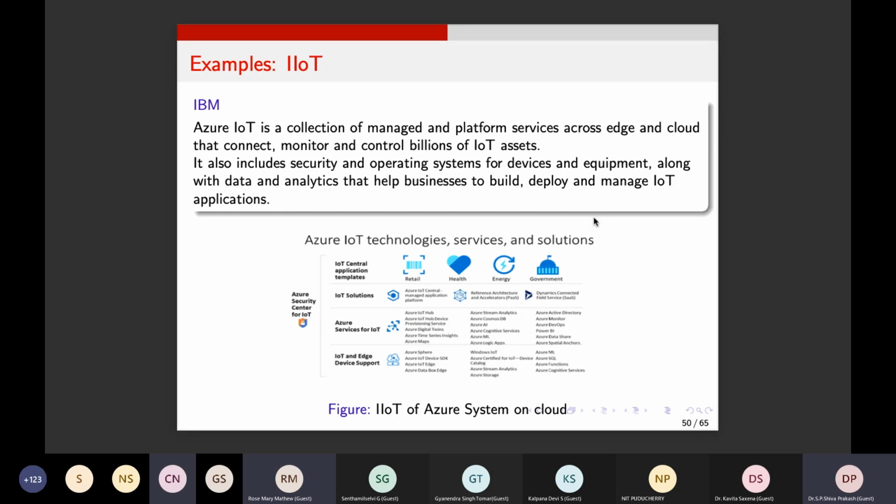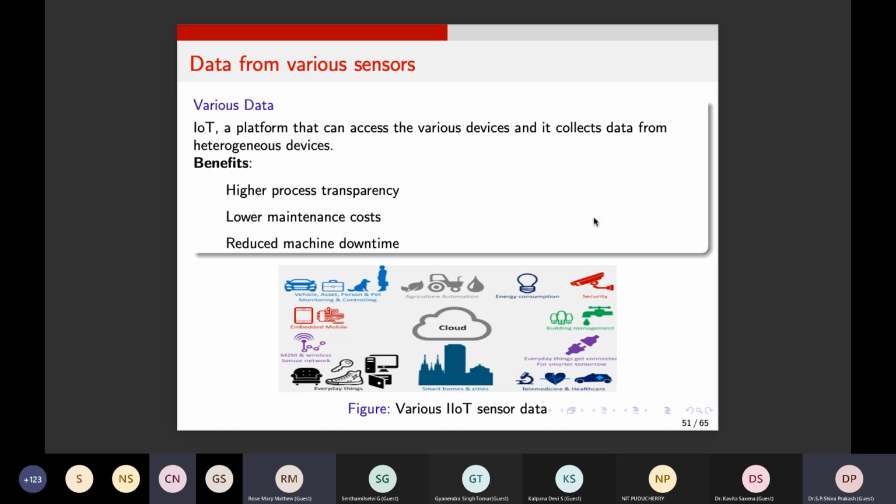It also includes security, right? And different operating systems for the devices and the equipment, which can be used for data analytics, that helps businesses to build, where certain prediction models will be used. In fact, Microsoft Azure provides us an IoT platform where anyone can register and start working on that, and also handle various data that will be generated by an IoT. So, like different devices.